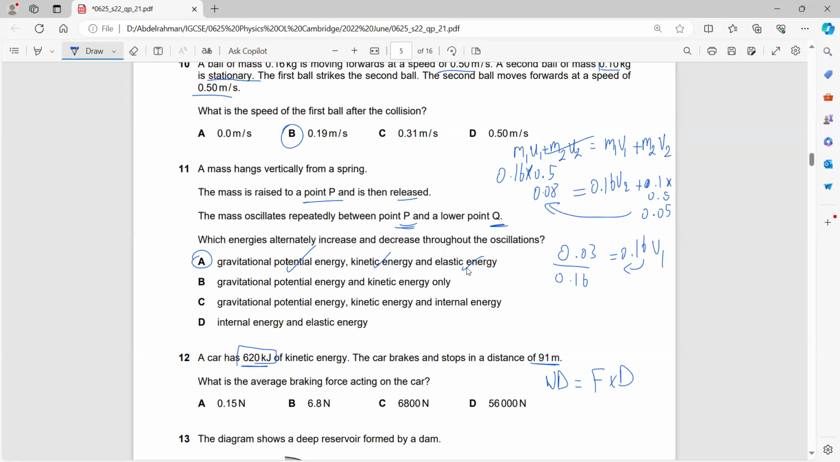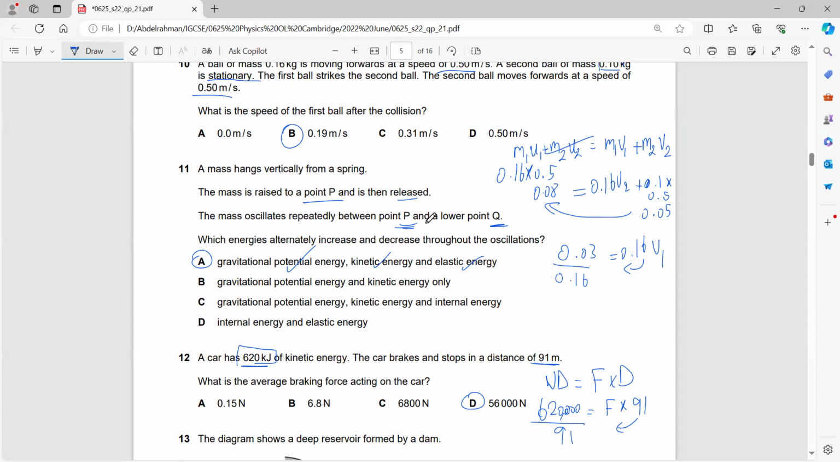620 kilojoules. So we'll convert it to joules. We'll just multiply by 1,000. So 620,000 joules. 620,000 joules equals F times the distance, which is 91. Simply dividing by 91 would be 56 or around 56,000 newtons.